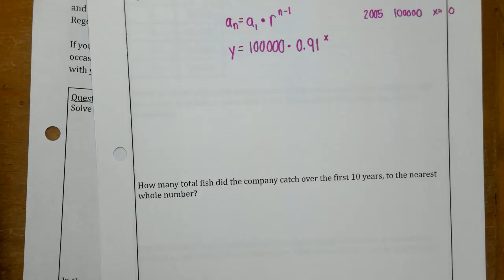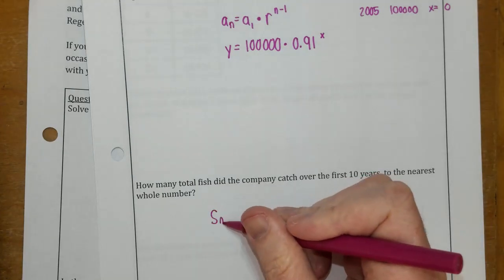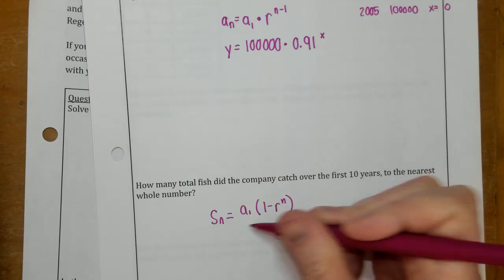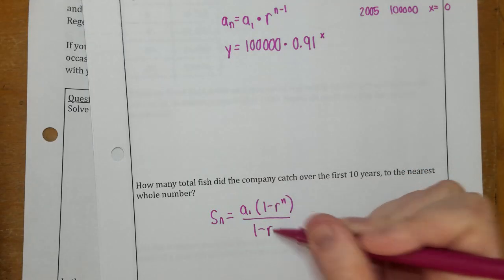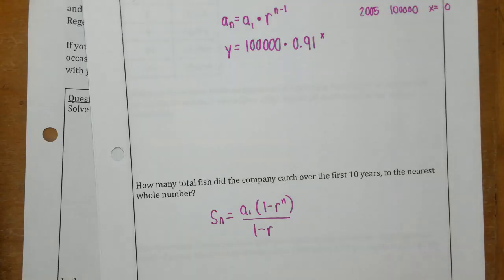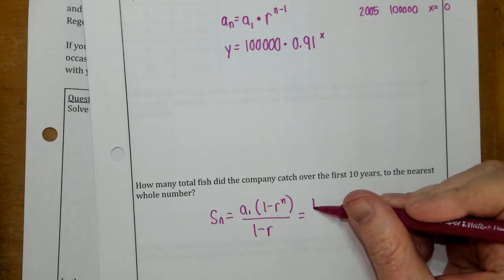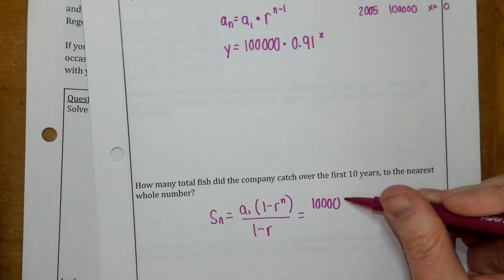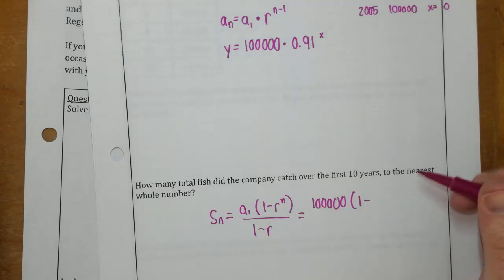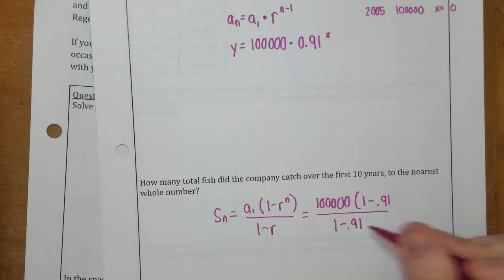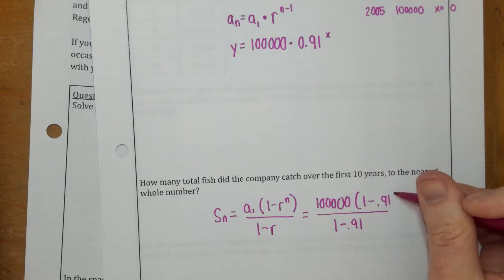A finite geometric series. And the formula is S_n equals a_1 times (1 minus r to the n) over (1 minus r). So a_1 is the starting value. How many fish did we start with in the first year, which is 100,000. r is the rate, which we already decided is 0.91. And then n, same question as last time. Do we want it to be 10, right? Because we want this to happen for 10 years.